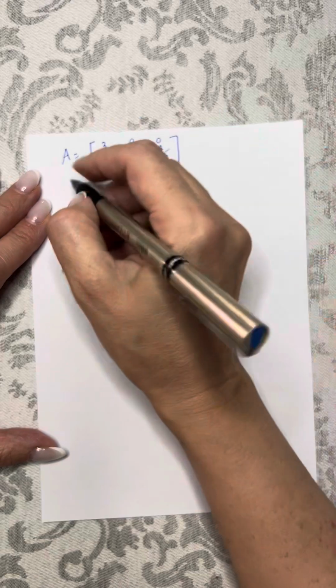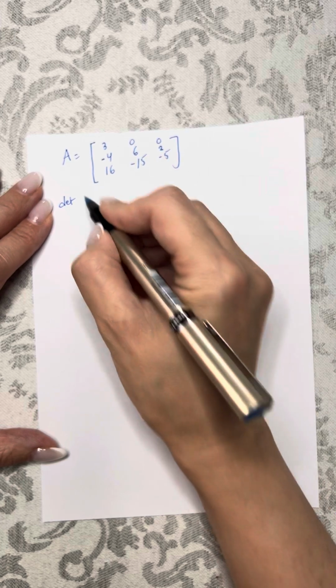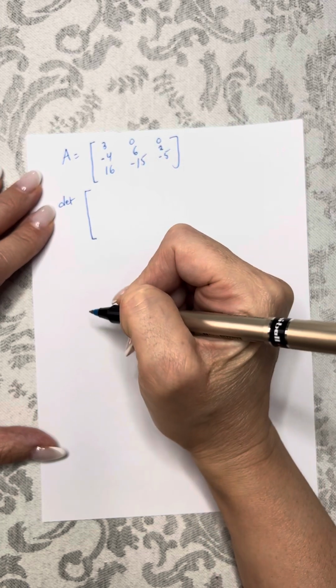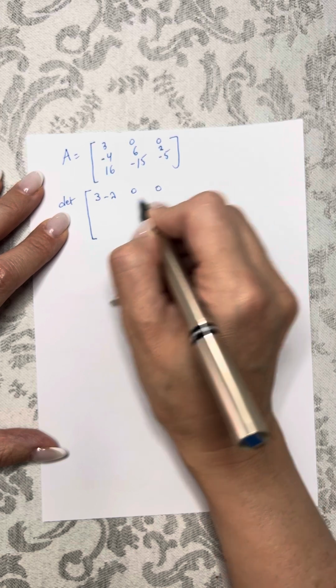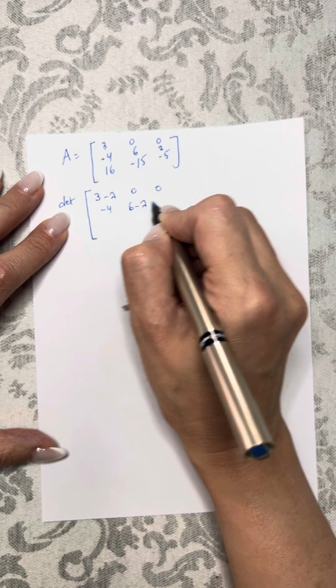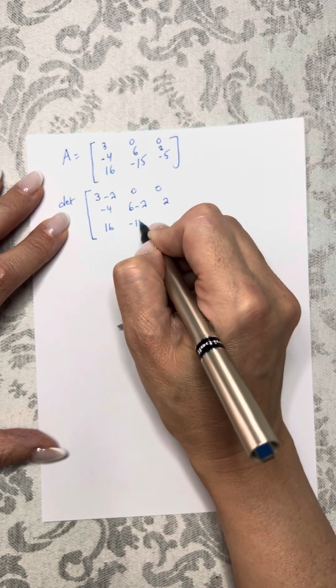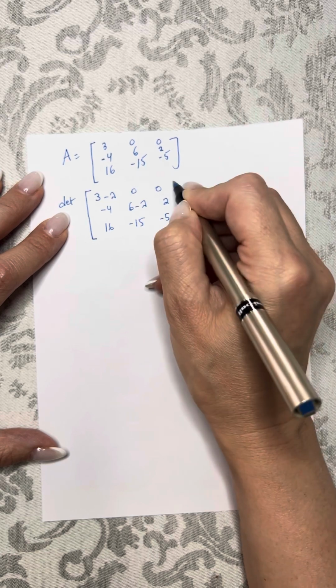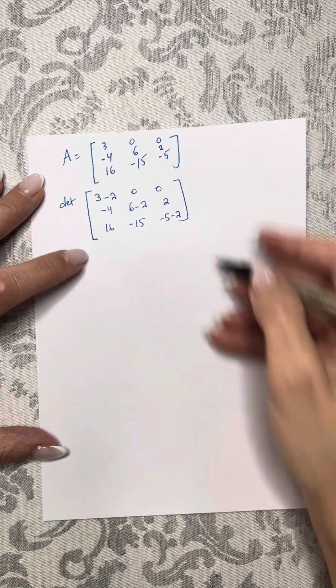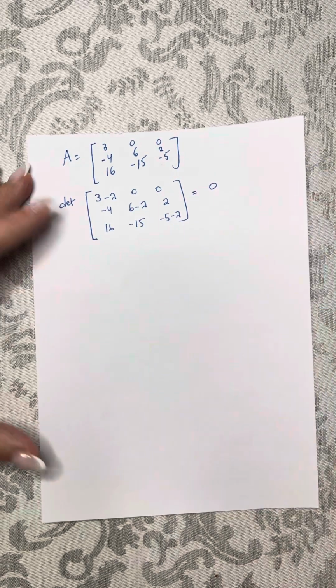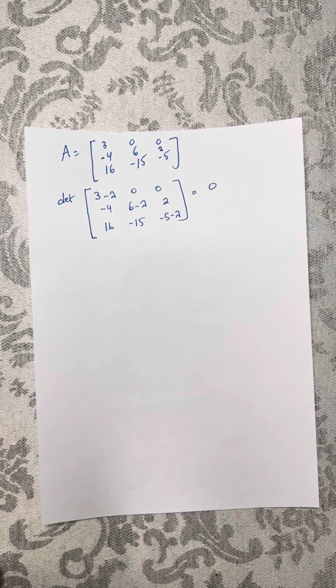So in order to do that, I start with the first step, which is finding eigenvalues. To find eigenvalues, I need to find the determinant of A minus lambda I. So 3 minus lambda, 0, 0. Minus 4, 6 minus lambda, 2. 16, minus 15, minus 5 minus lambda, which is equivalent to subtracting lambda from the diagonal. This determinant, I need to be solving it equal to 0.